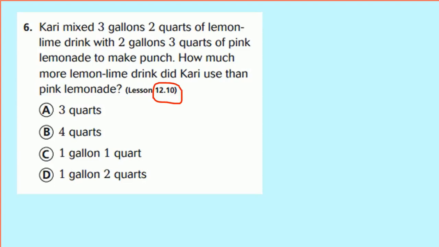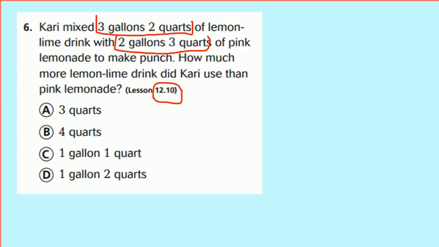All right, let's go reread this now. Kari mixed 3 gallons, 2 quarts with 2 gallons, 3 quarts. Oh, so she's making a mystery drink here. A lemon-lime drink and pink lemonade together. I wonder what color that is.